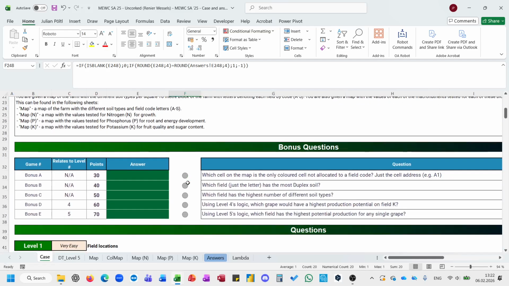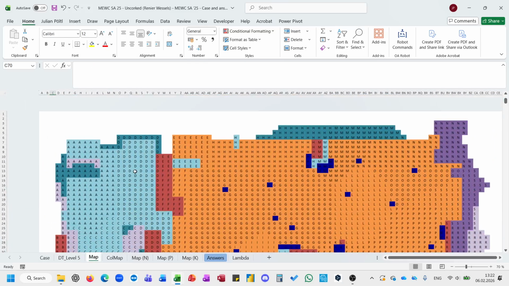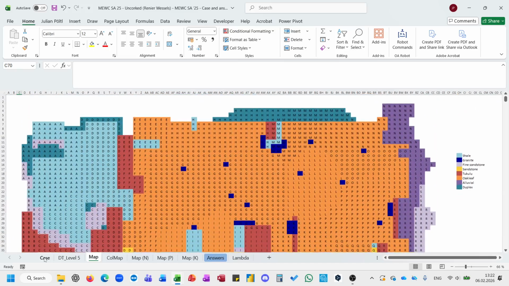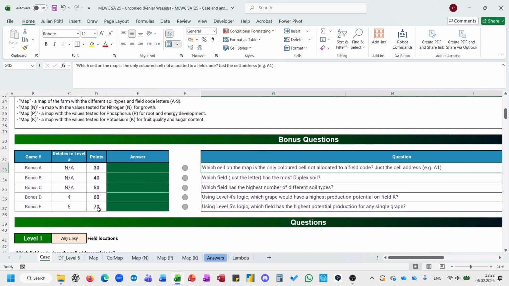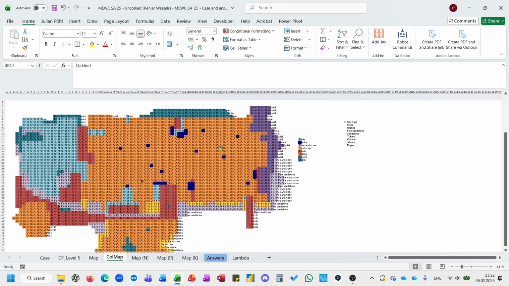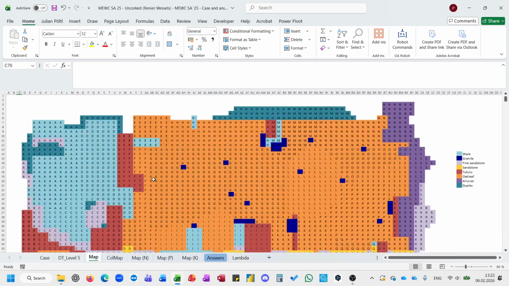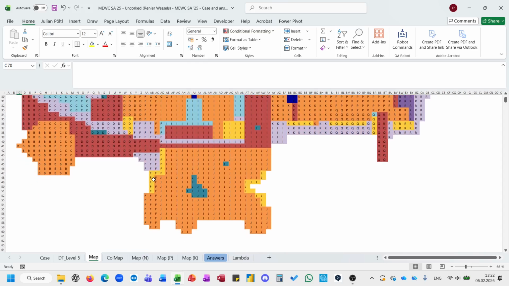Okay, bonus questions. Which cell on the map is the only colored cell not allocated to a field code? Field code? What is a field code? Is this a field code? Oh no. Is this something? Here, AU51.